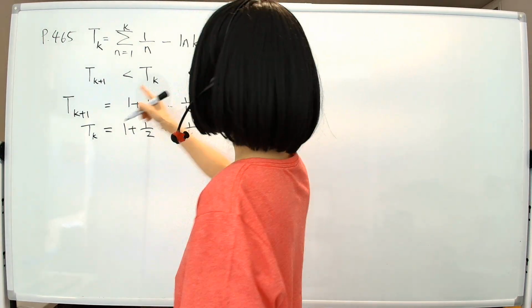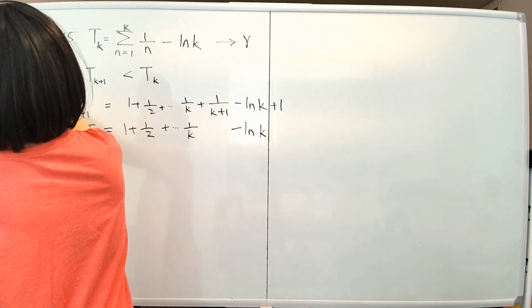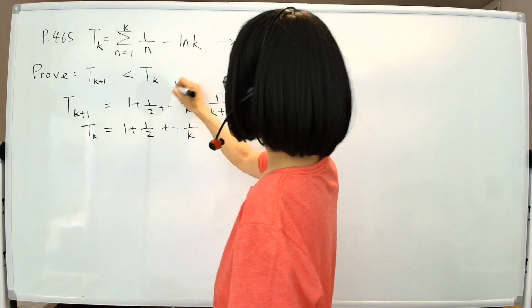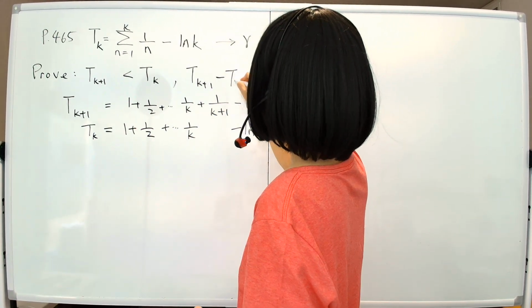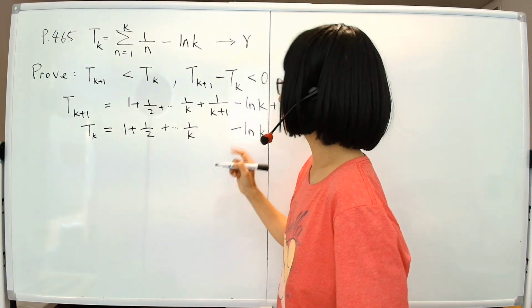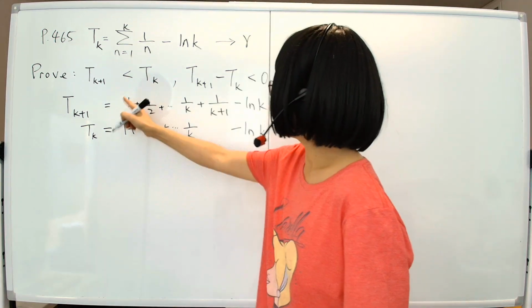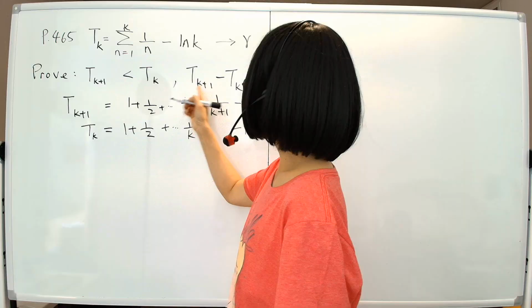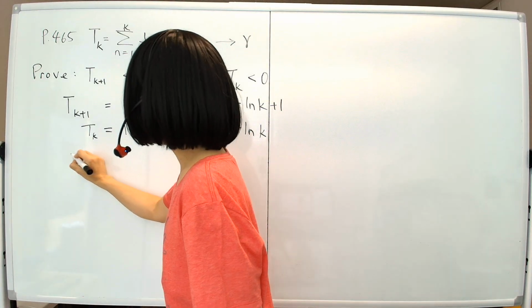So to prove that, here's what we're trying to prove, okay? To prove this thing, which means that tk plus 1 minus tk has to be less than 0, is what we're trying to prove. So we don't know this yet, but this is what we're driving for. And now we've gone so far, and then we do tk plus 1 minus tk to see if it's less than 0.